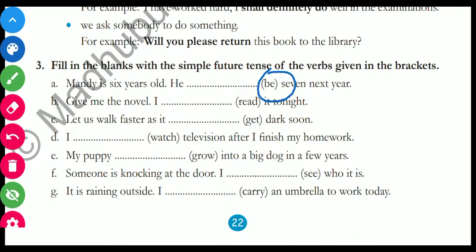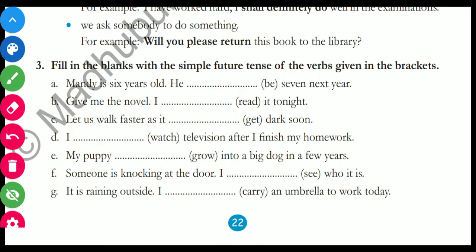Okay, so now the answer for the first would be Mandy is 6 years old. He will be 7 next year. Next, come to next sentence. Give me the novel. I dash read it tonight. So future tense, tonight, future tense. So I will read it tonight.